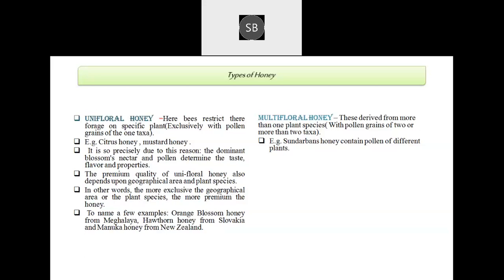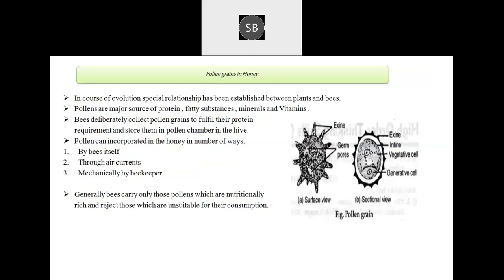Whereas multifloral honey is honey which contains pollen grains of various taxa. An example is Sundarban honey, which contains pollen of many different plants. Next slide, ma'am.